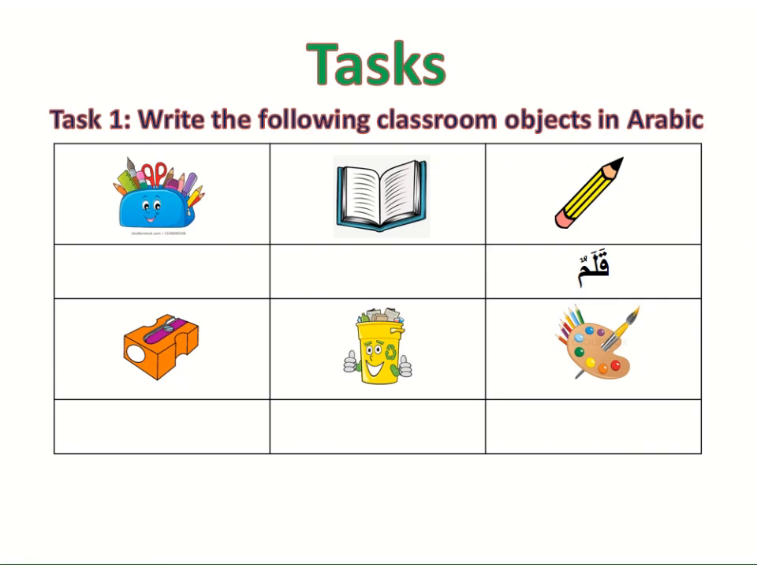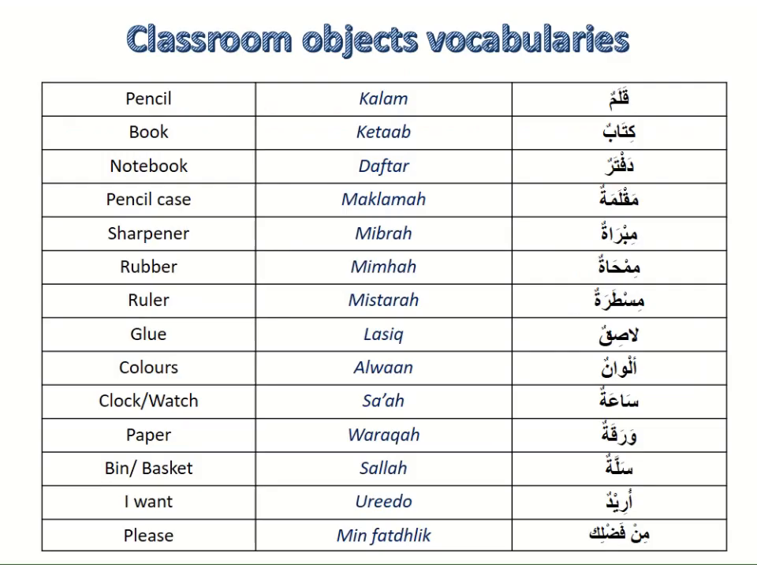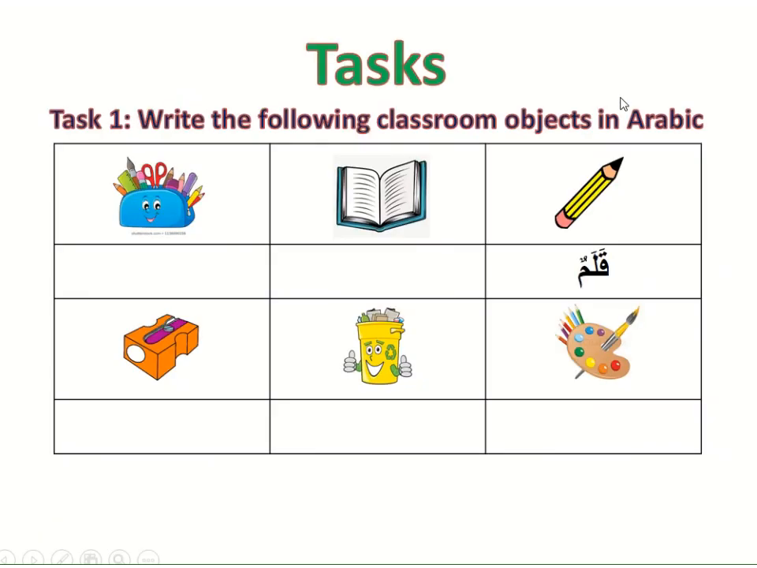Now, this is the end of the lesson, but before finishing it, I will explain the tasks for next week, and these will be uploaded in your Class Dojo. The first task is to write the following classroom objects in Arabic, and the first one has been done for you. Just write them in the box here. Qalamun. Write this one here, which is kitab. If you find difficulties with how to write them, just refer back to the meaning list, which is this one. This will help you write kitabun and any classroom objects.